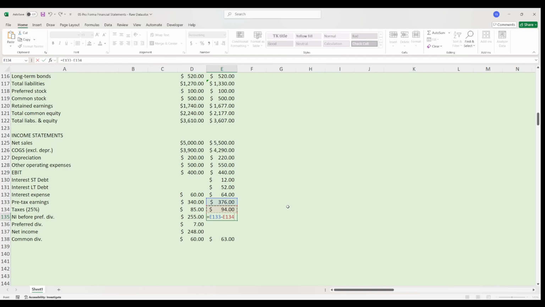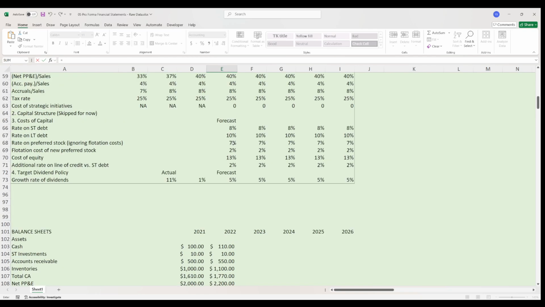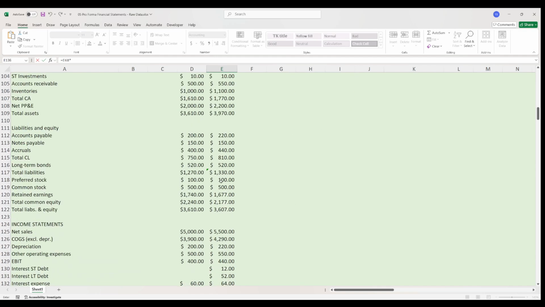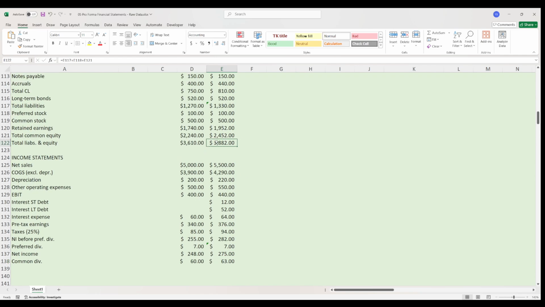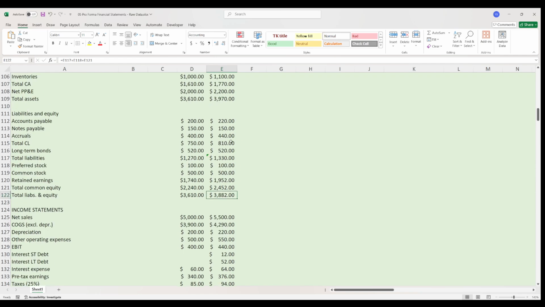Pre-tax earnings minus tax is earnings. Preferred dividends is going to be the preferred dividend rate multiplied with the preferred stock balance, so it's going to stay as 7. And then the net income after preferred dividend is going to be the difference between net income before preferred dividend and preferred dividend. Right? So I got 275, and then the total liabilities and equities is 3882.